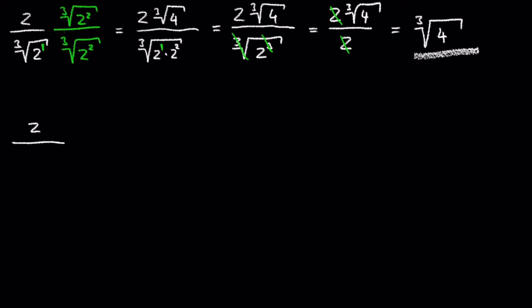Two over the third root of 4x to the 5. How can we make both exponents of the 4 and of the x a 3? We can do that by just multiplying with the third root of 4 to the 2 times x to the negative 2.